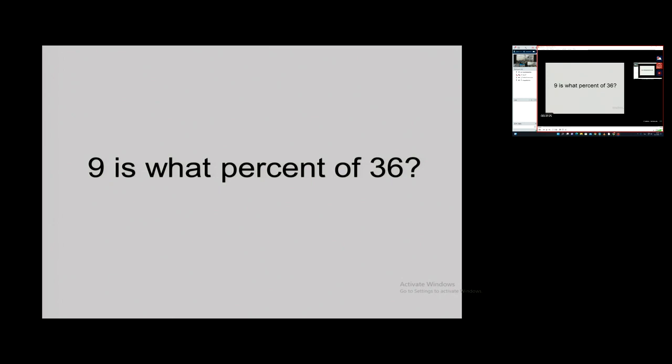What is the answer? Anyone? What is missing in this problem? The answer is 25%. Very good.